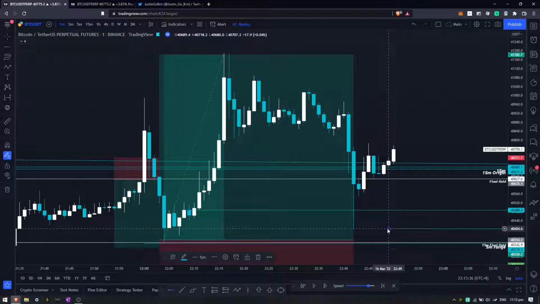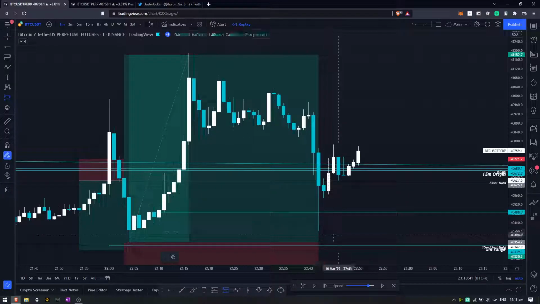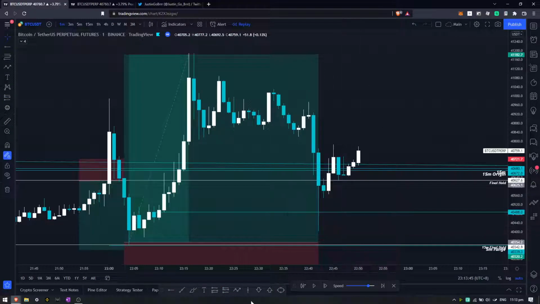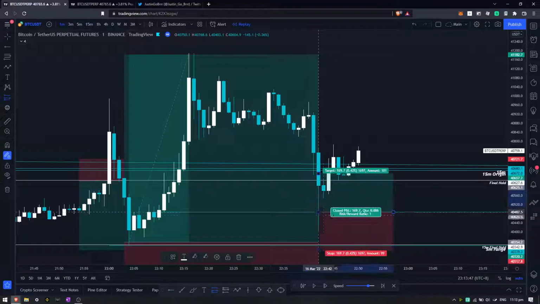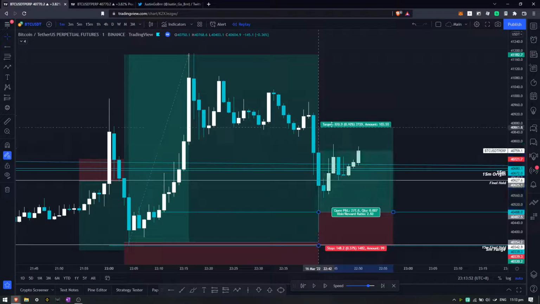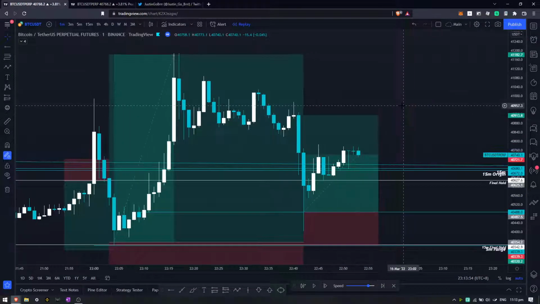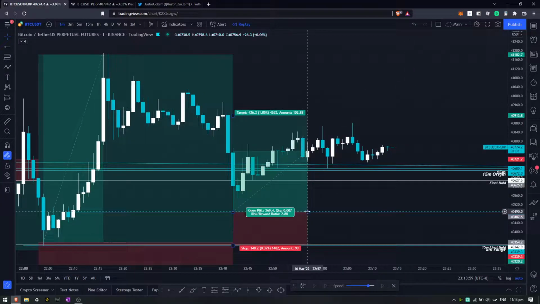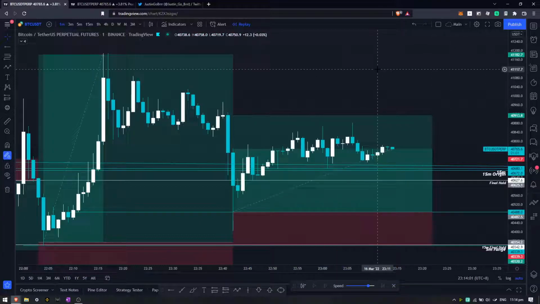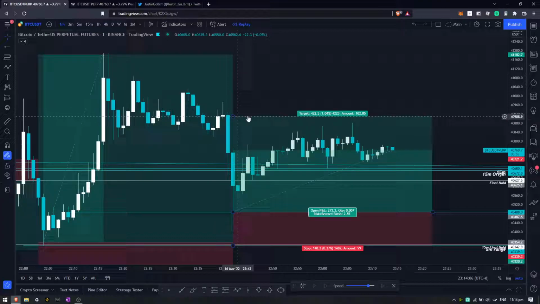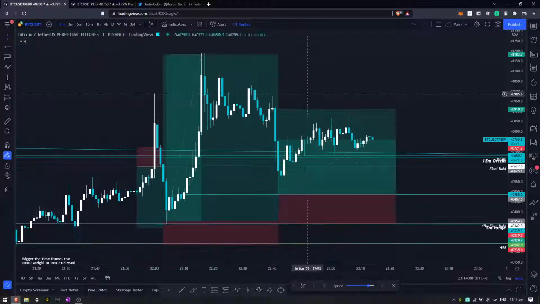So this one would have been our second entry. Second entry would be here. Stop loss below. Oops, that's a short. Stop loss above this level, so I put this above here. And let's see if it plays out. And this is our current time frame. I'd probably look to enter or sell this area.